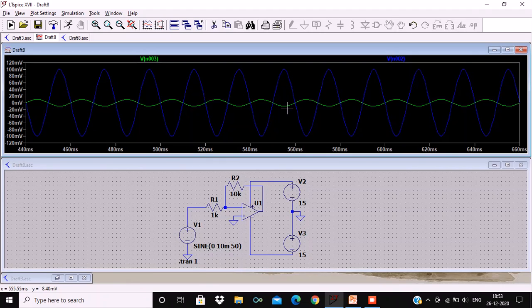So we can simulate our operational amplifier using LTSpice.